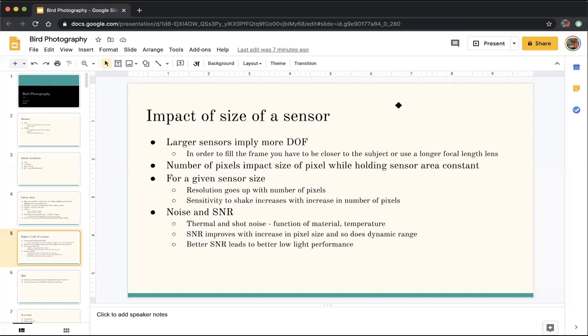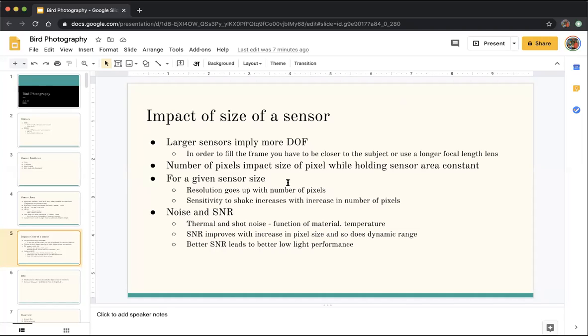Right, and that's one of the things. Was there a question? Okay. So that's one of the most useful pieces to look at when you're looking at sensors.